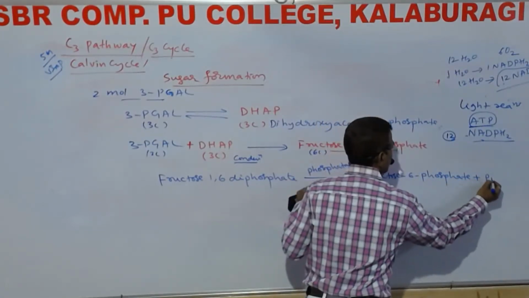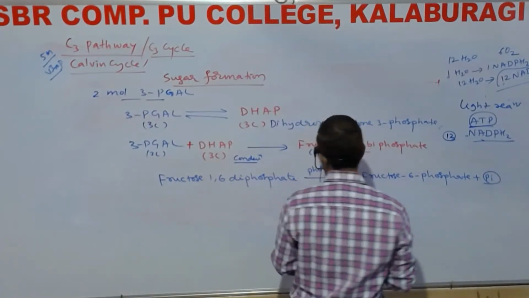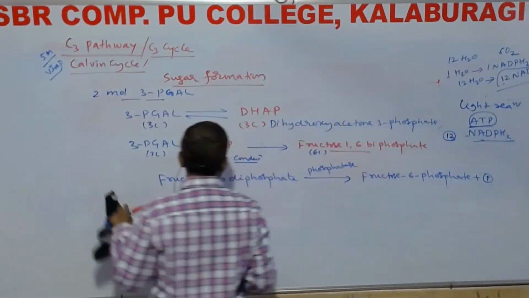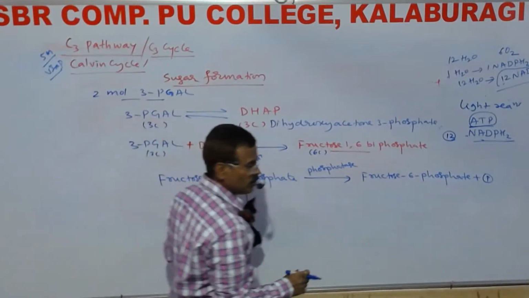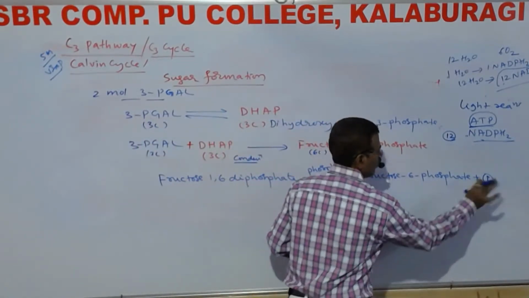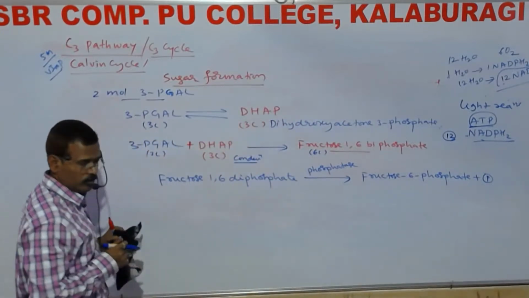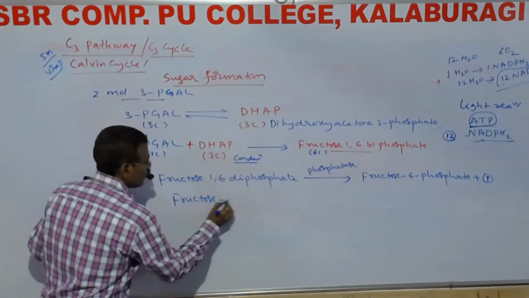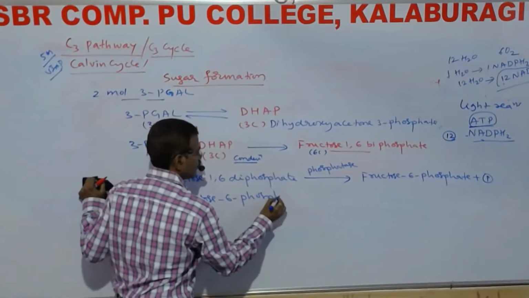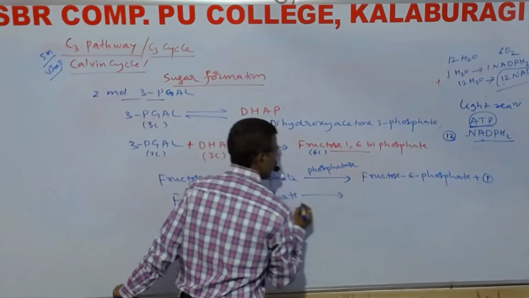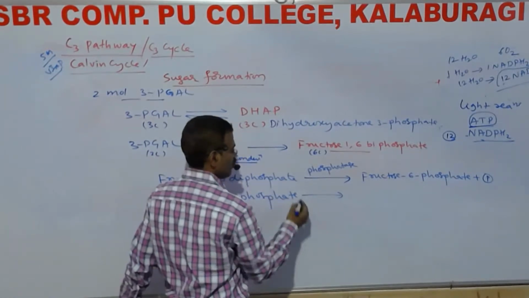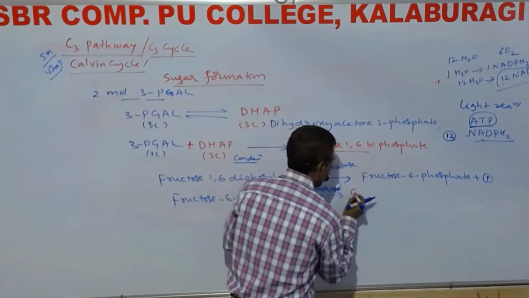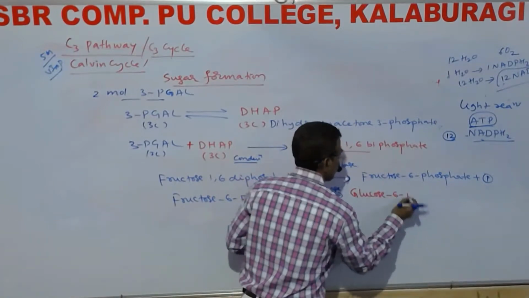One phosphate is removed. Fructose 1,6-bisphosphate becomes fructose 6-phosphate. Now, what do I have? Fructose 6-phosphate will undergo isomerization by the isomerase enzyme, and what will it produce now? Glucose 6-phosphate.